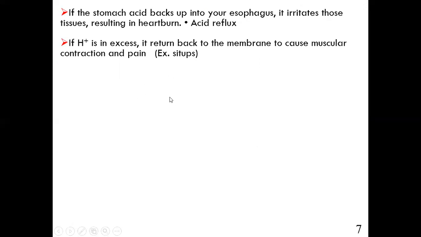Of course, you've all experienced at some time where you have excess acid, and some acid from the stomach ends up in the esophagus, and that results in heartburn. It's also called acid reflux. As well, when you grow older, you will start to experience some muscle contraction and some pains in your muscle. Even if you do some sit-ups, that produces lactic acid, and while you're doing your sit-ups, you experience pain that way.